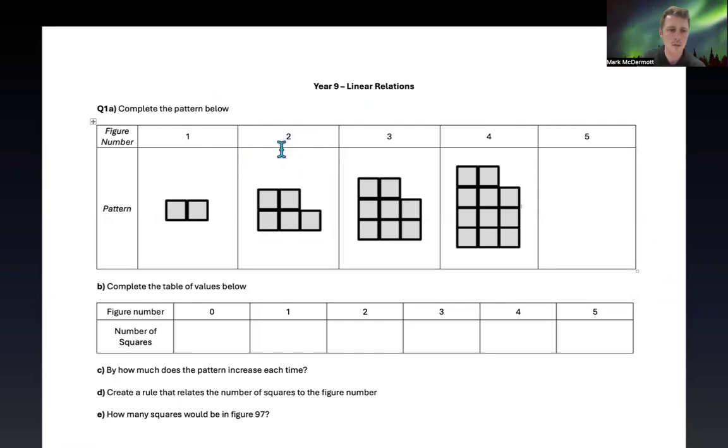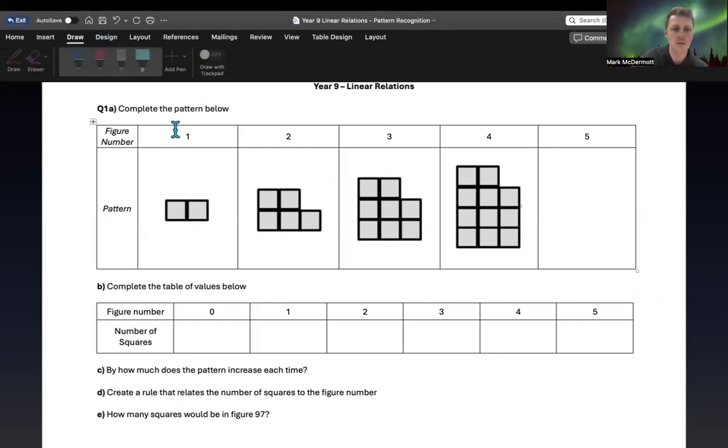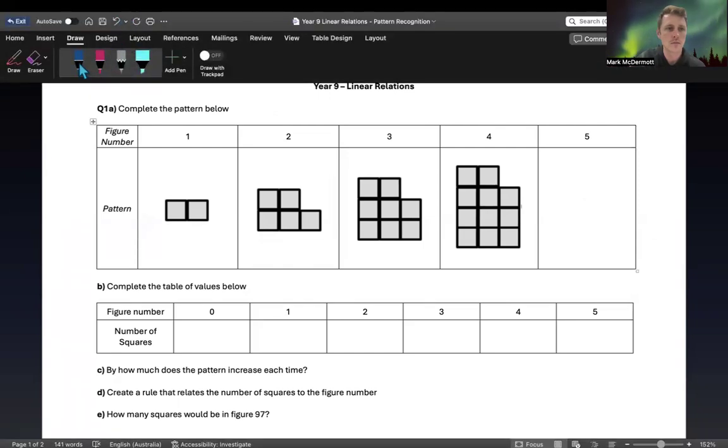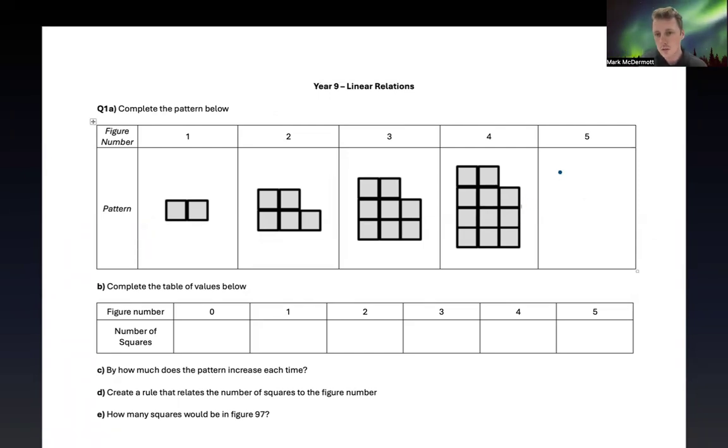So complete the pattern below. You can see we've got 2 squares, then we've got 5 squares, then we've got 8 squares, then we've got 11 squares. We've got to draw the next one. So the next one's going to look like this, isn't it? We're sort of adding 3 underneath each time.